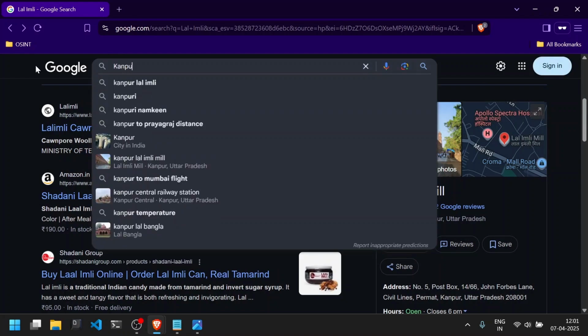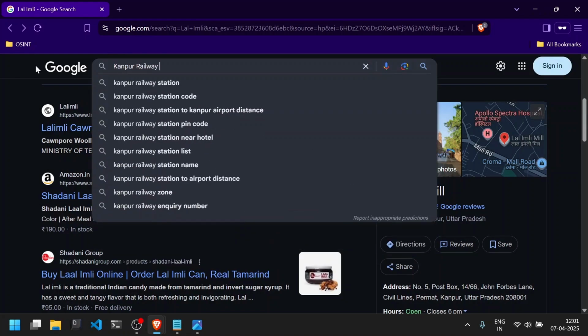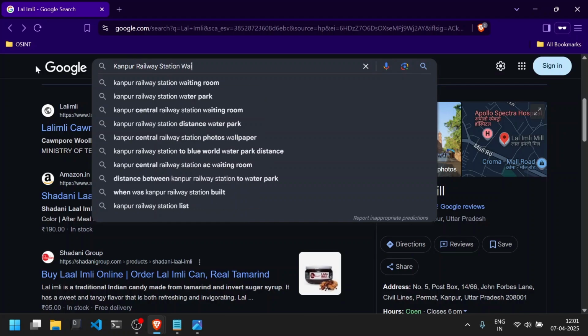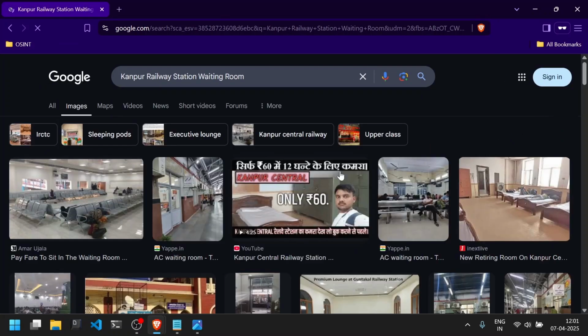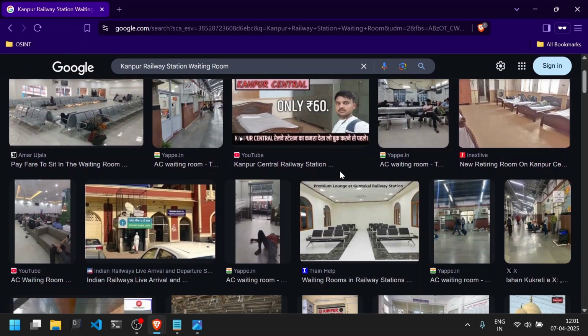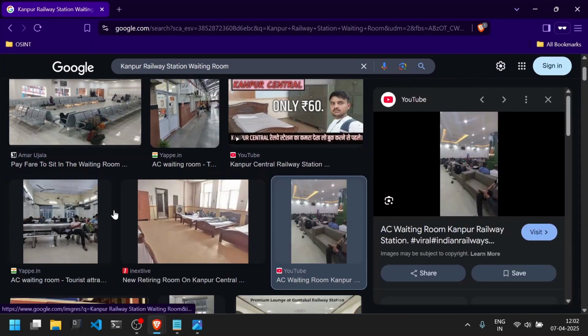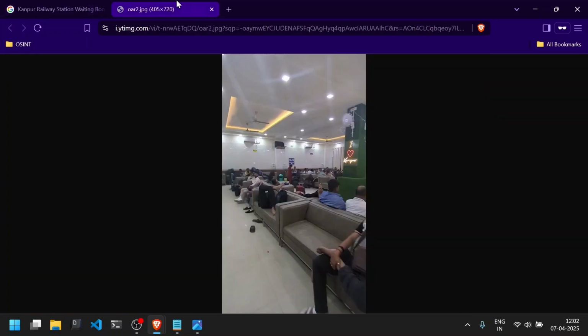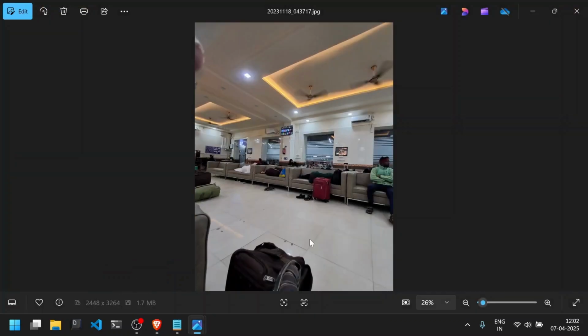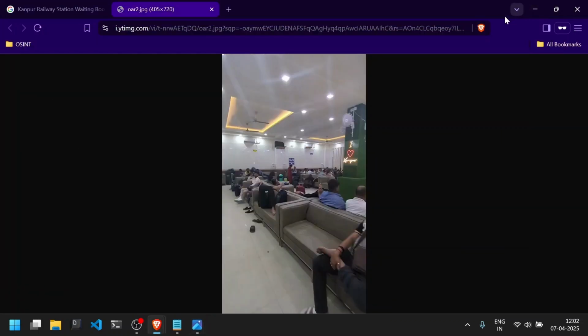So, Kanpur railway station, waiting room, images. Well, this looks like something we saw in the image. Let's try to open it in a new tab. Yeah, and it indeed is what we saw in the image. We can confirm it by looking at the image as well as the picture that Google has given us.